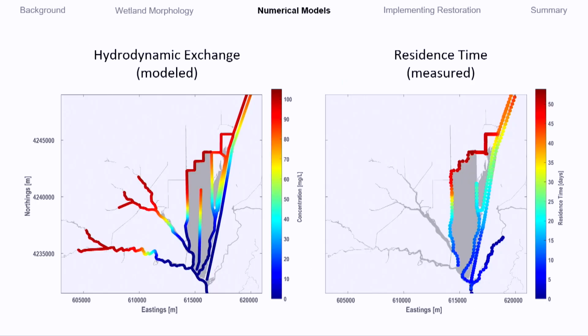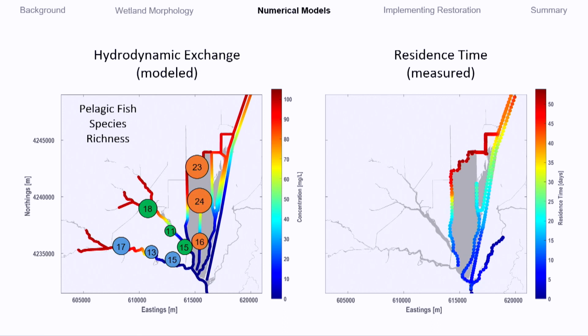So this example is from the Cache Slough complex. The figure on the left shows hydrodynamic exchange. This is from a 1D model that's constrained by the tidal excursion. So the colors there show concentration gradients, which is analogous to residence time. As you can see, the residence time figure on the right closely matches the modeled exchange in these channels. Furthermore, species richness, defined by the unique number of pelagic fish, is generally higher in these higher residence time areas.